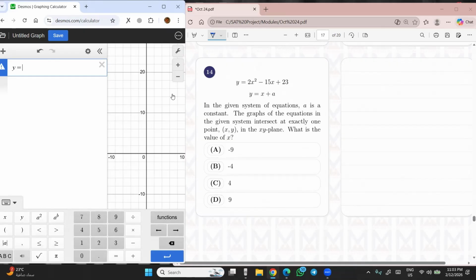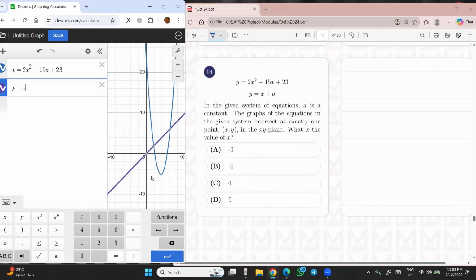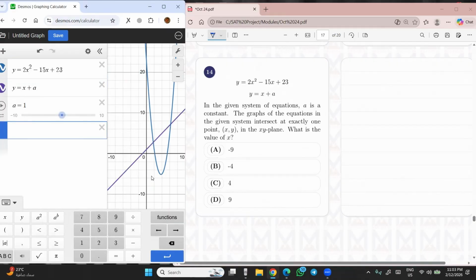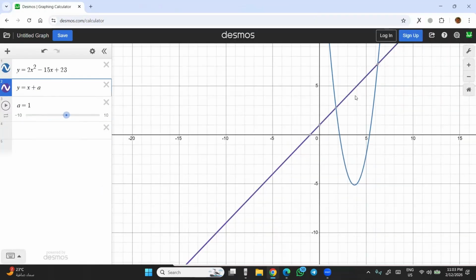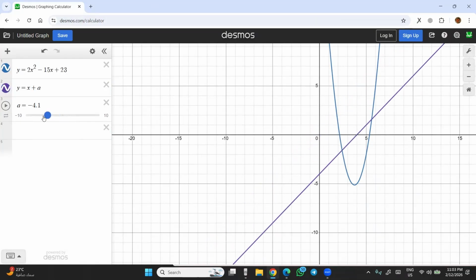Y is equal to 2x squared minus 15x, and then plus 23. And the other one is y is equal to x plus a. And a has a slider, but we don't know the value of it. We don't need the value of a, but we check to get them intersect at only one point. Look at the graph here. We can see that they are intersecting in 2 points. Here, this is a point and this is another one. We need to move the a so that they intersect at exactly 1 point.